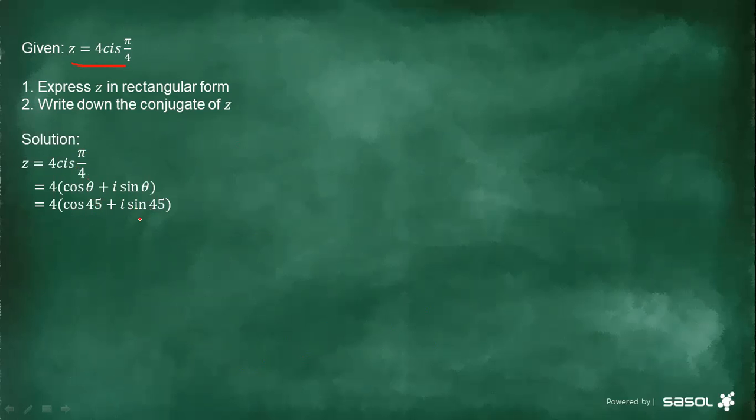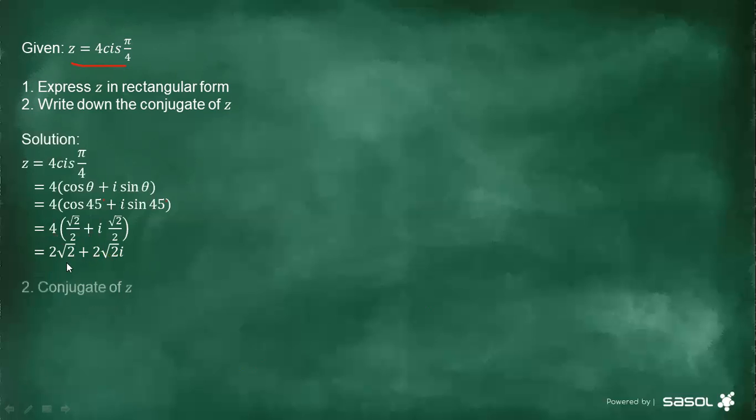Now we can see this in terms of degrees, and then it's fine. Then you just press your calculator. After pressing the calculator, you open a bracket with this +4 outside. Then it's going to give us 2 square root of 2 plus 2 square root of 2i. So that is in rectangular form.